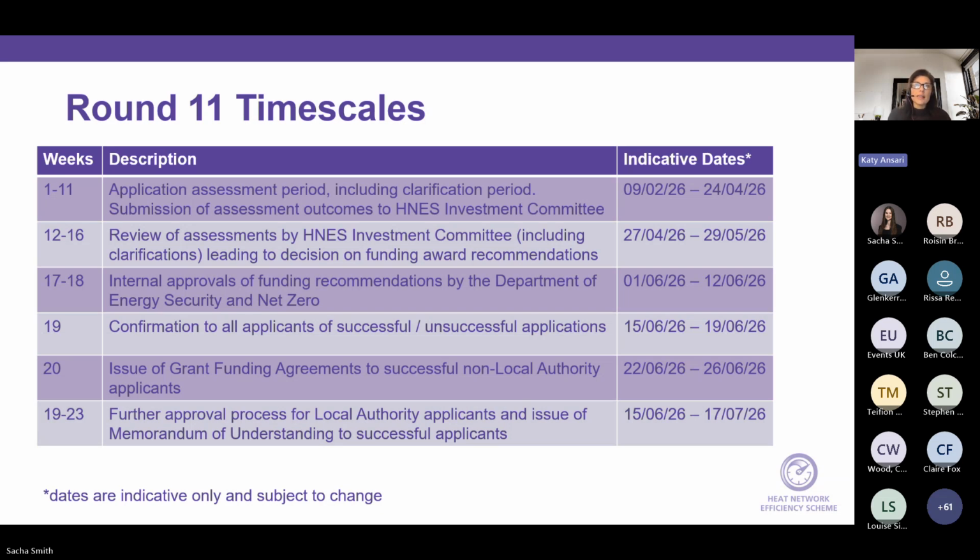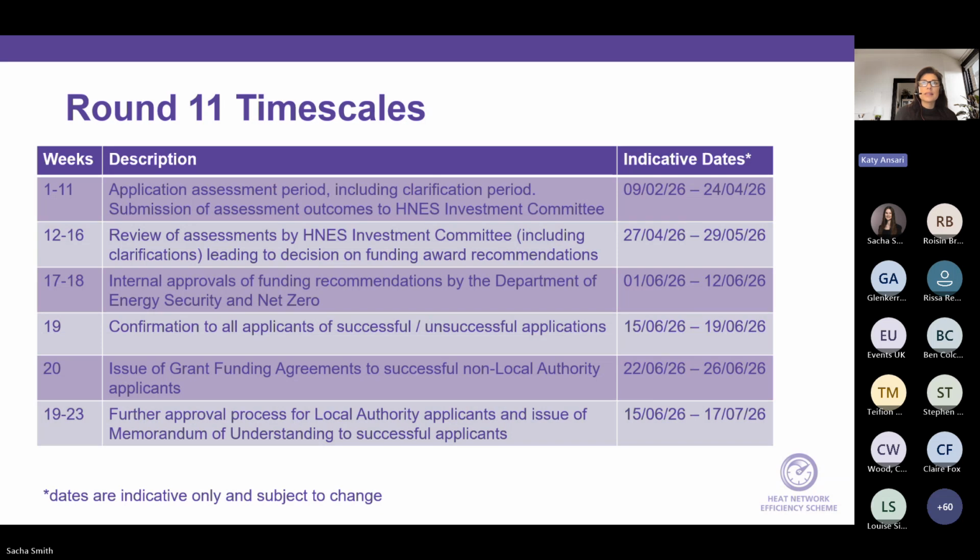Weeks 12 to 16 is a review of the assessments by the HNES Investment Committee, including any additional clarifications and leading to a decision of the funding award recommendation. So that is looking to be around the 27th of April to the 29th of May. Weeks 17 to 18 is the internal approvals of the funding recommendations by the Department of Energy Security and Net Zero, which is beginning of June till the 12th of June.